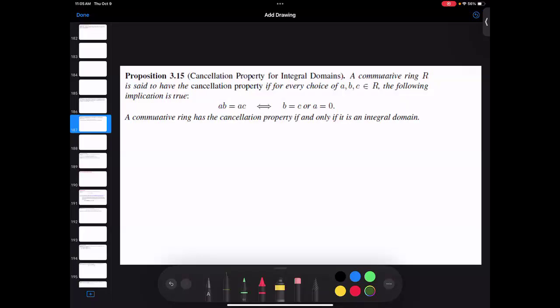And so what does if and only if mean? It means it goes both directions. If it's an integral domain, then it has the cancellation property. If it has the cancellation property, then it's an integral domain. And so now you have two directions to prove. So you have to prove cancellation implies integral domain. And you have to prove integral domain implies cancellation.